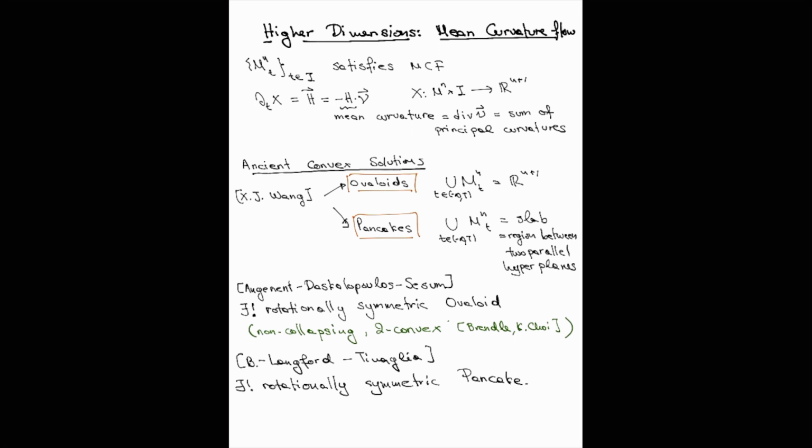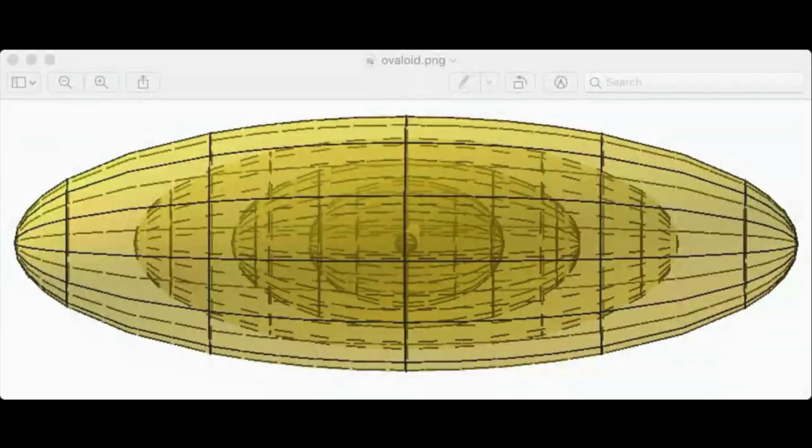So this is the rotation symmetric ovaloid. In the middle, as t goes to minus infinity, it looks like a cylinder, whereas at the tips it looks like paraboloids. As t increases, it becomes bigger and bigger and will fill up all the space.